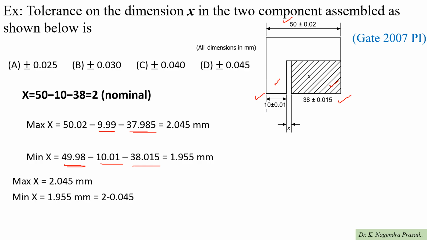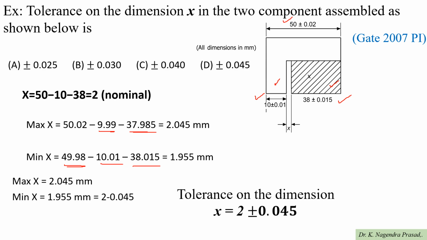So maximum X equal to 2.045 and minimum X is 1.955. This can be written as 2 plus or minus 0.045. So then the tolerance on the dimension X will become 2 plus or minus 0.045. So option D is the correct.